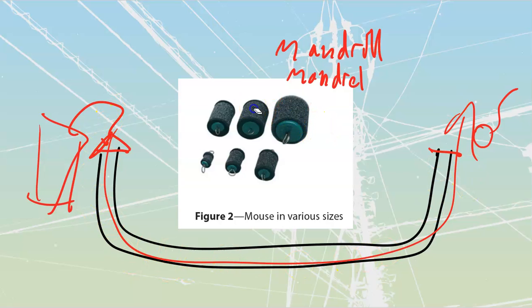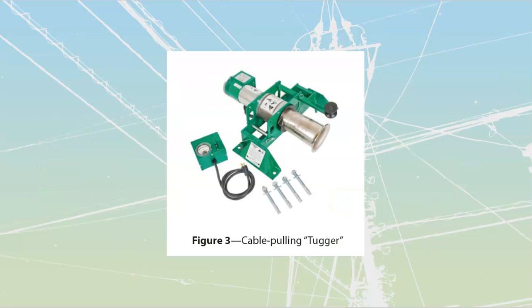But these ones here are going to be soft. We just pull these things in to get a conductor through. Usually we will take that string and pull in a heavy rope. Once we've got the heavy rope, we can connect it to our tugger and pull it through, or just pull it through by hand.